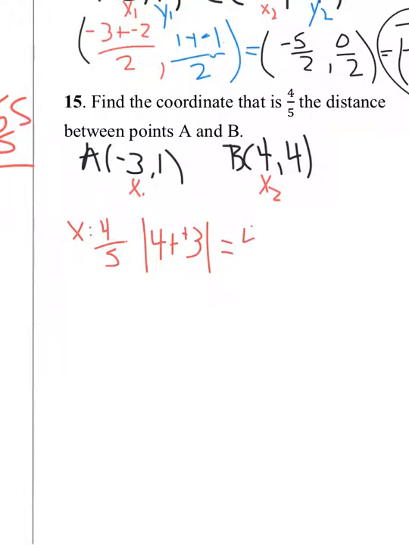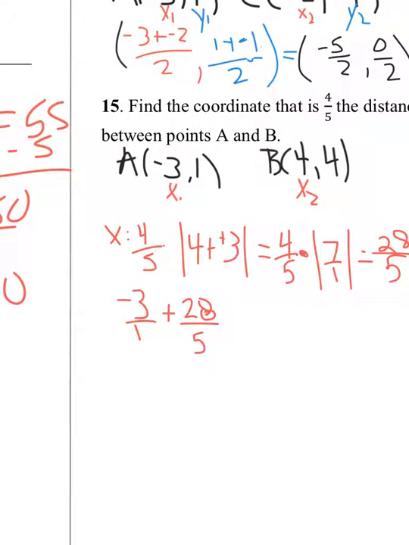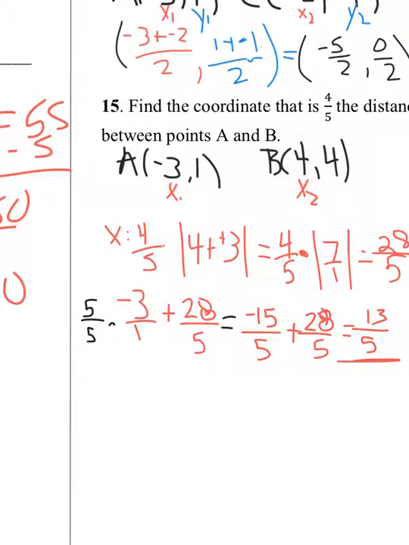I have 4/5 times 7. Put that over 1. 4 times 7 is 28. 5 times 1 is 5. You have to take that value and add it with x1, the negative 3. When you're adding fractions, you can't use different denominators, so I'm going to multiply this by 5 over 5. That gives me negative 15 over 5 plus 28 over 5, which with different signs, 28 minus 15 is positive 13 over 5. You can use that as your answer.